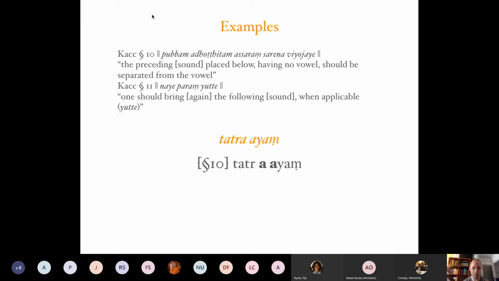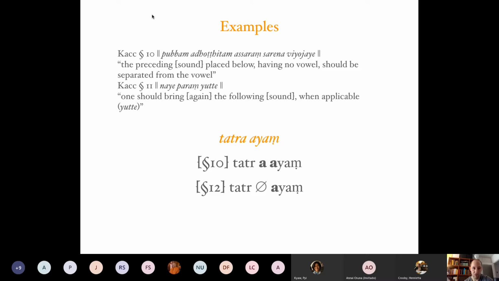It does happen with vowels e and i, but not with all of them. In any case, this is what we do according to Kaccāyana 10. We separate the vowel a from its consonant, and then we just have a and then ayam. So these two vowels are meeting, a plus a. First step, separate consonant from vowel.